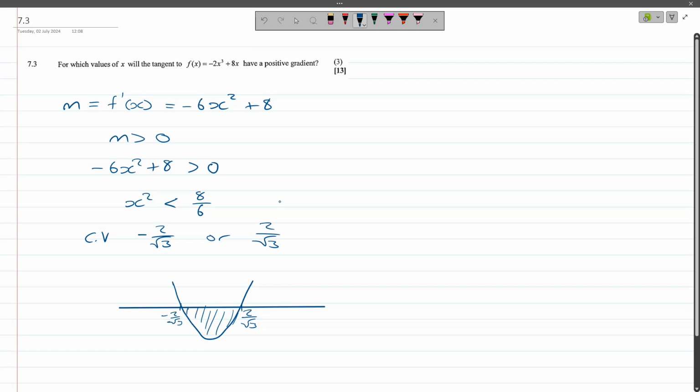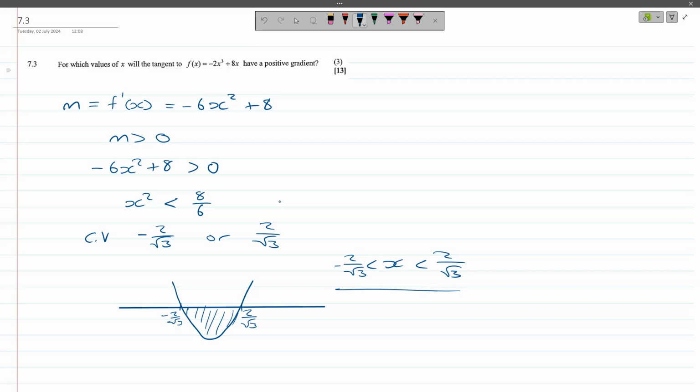So when we write our answer for which x values will this be true, it will only be true for the answers between minus 2 over root 3 and 2 over root 3, like that. So that is the range of values for x that will allow this function to have a positive gradient, or for which this function has a positive gradient.